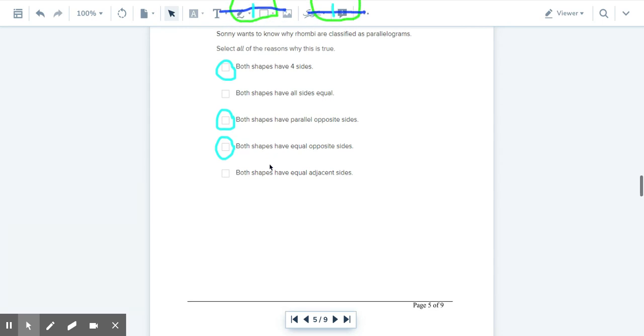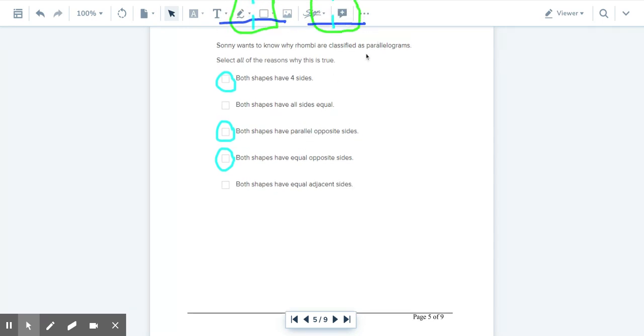Sunny wants to know why rhombi are classified as parallelograms. First, let's go ahead and ask ourselves, what is the defining attribute for a parallelogram? Well, a parallelogram is a trapezoid with two sets of parallel sides. So if a rhombus is also a parallelogram, then it has to share all of the attributes of a parallelogram. I know that a parallelogram has 4 sides because a parallelogram is also a quadrilateral. So this statement is true.